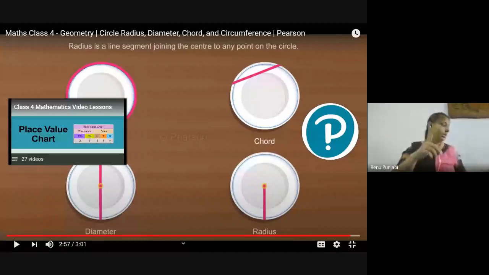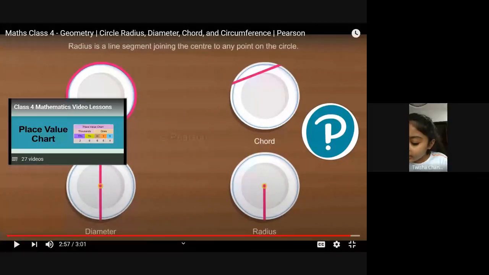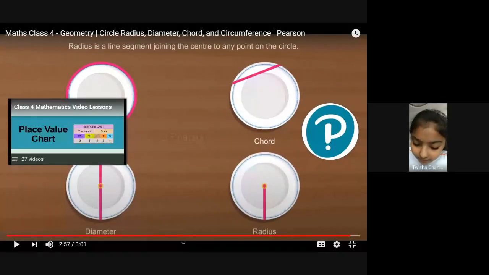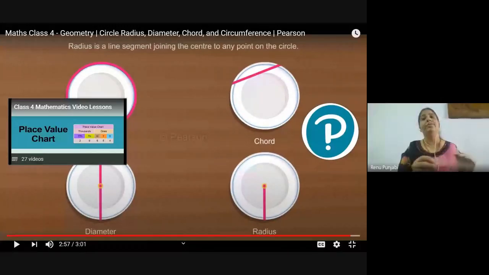Because you know that in the ruler, the gap between one number to another number is how many small lines? How many millimeters are there? Ma'am, I'm doing it, then it is coming 9.5 centimeter. 9.5 plus 9.5 will be 19 centimeters. And you have 19.5, right?